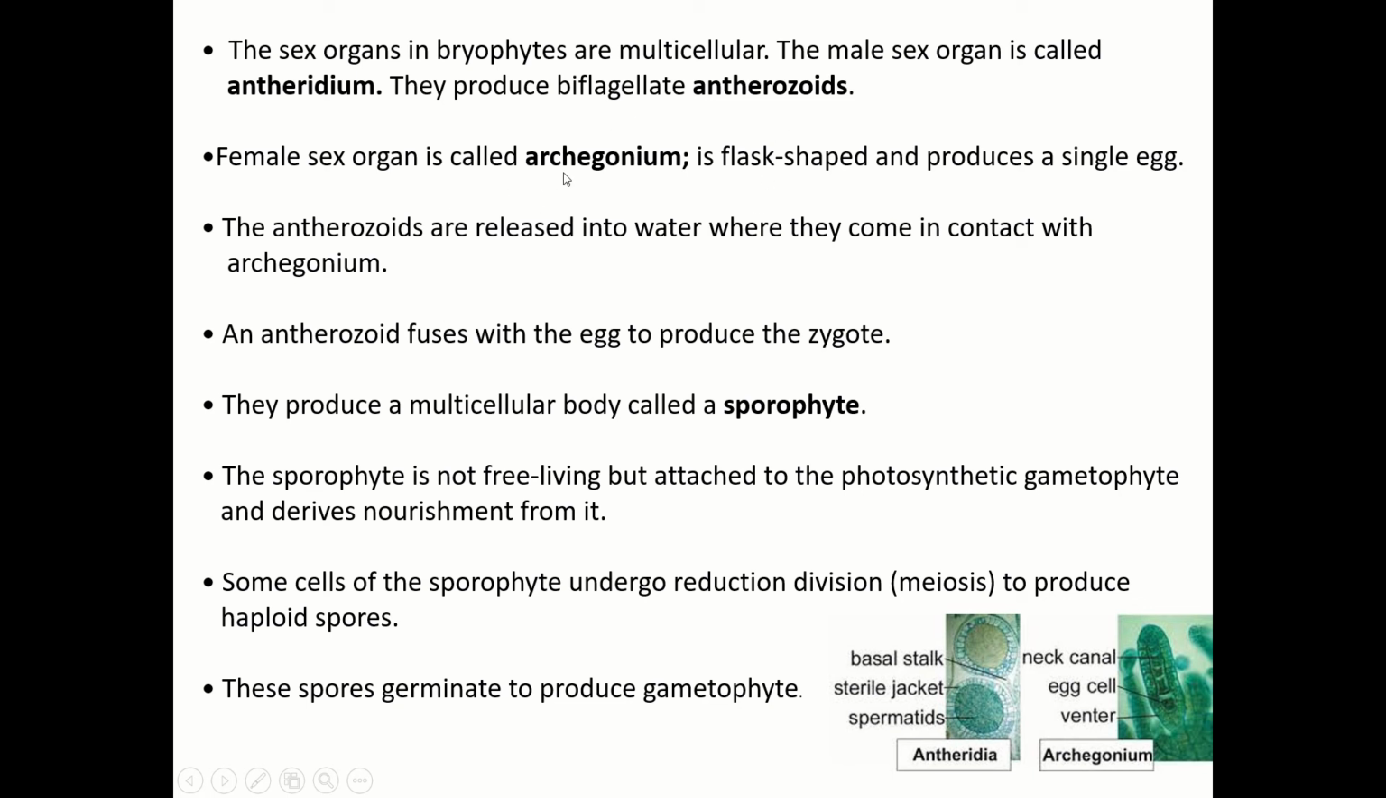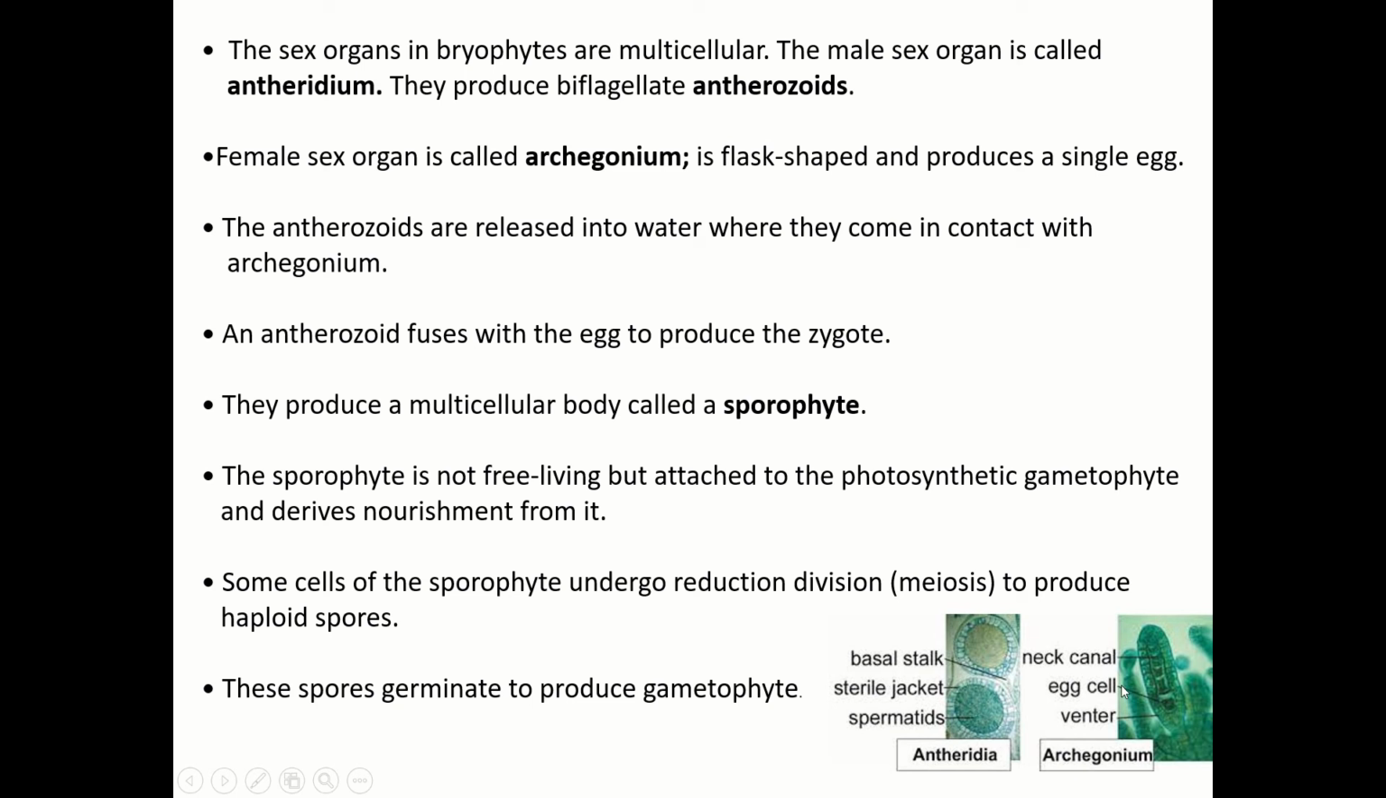The female sex organ is called the archegonium. It is flask shaped and produces a single egg. You can see here this structure is called the archegonium. It is flask shaped and produces a single egg. Only one egg is inside. The antherozoids are released into water where they come in contact with the archegonium. They move with the help of water and come in contact with the archegonium.